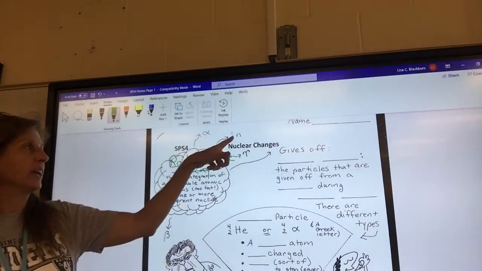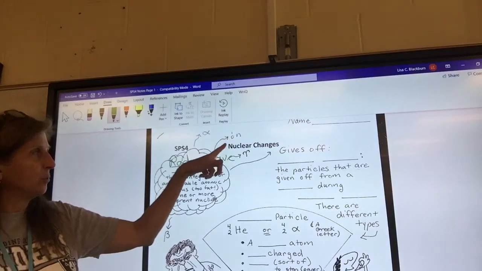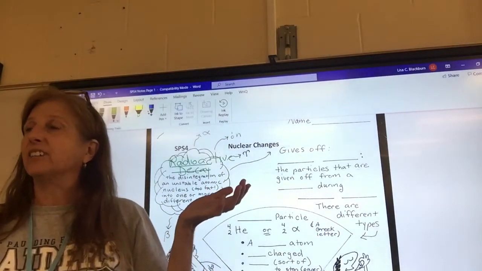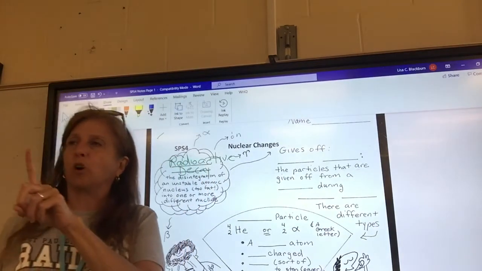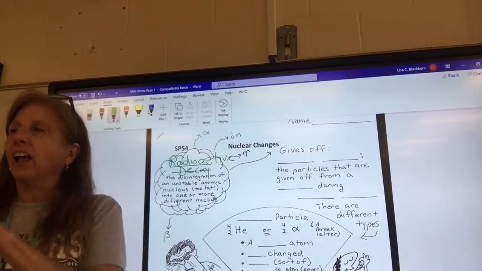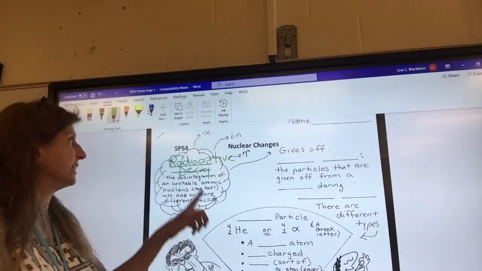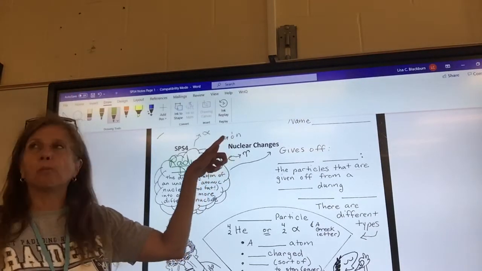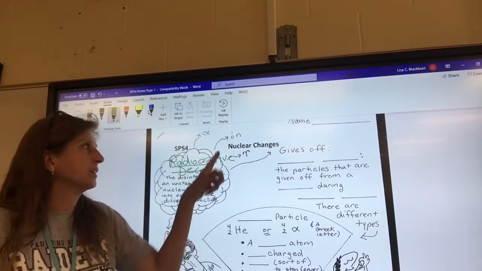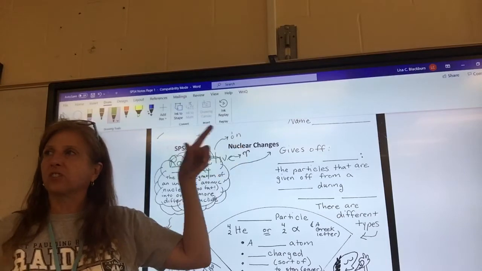There's another one where it can give off a neutron. The symbol for a neutron is a lowercase n. You learned that in the last test, remember? I told you the symbol for a proton is lowercase p, the symbol for neutron is lowercase n, and the symbol for electron is lowercase e. A neutron has no charge, so this little symbol right there is 0, but it has a mass of 1. So that's the symbol for a neutron. It can just throw one of those out.